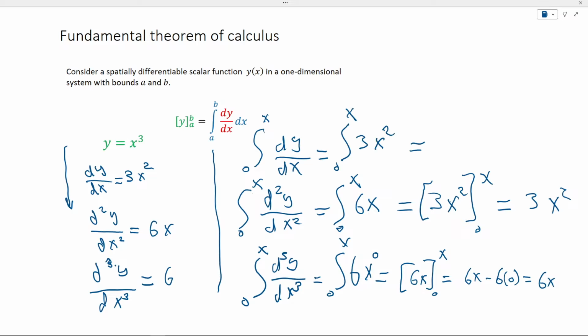Remember the rule: you add 1 to the power here, so that would be x to the power 3, and you divide by 3, then you get x cubed over 3 times 3, and then if you evaluated it from 0 to x, you will get x cubed, which is my guy here. Wow. So I just showed you the fundamental theorem of calculus.